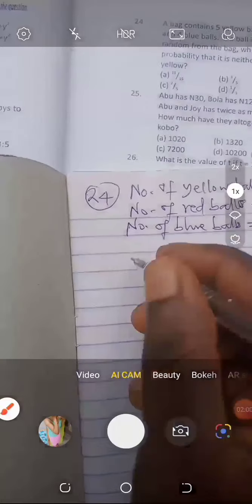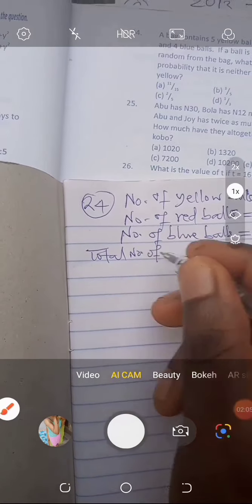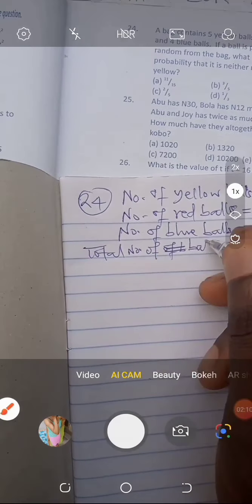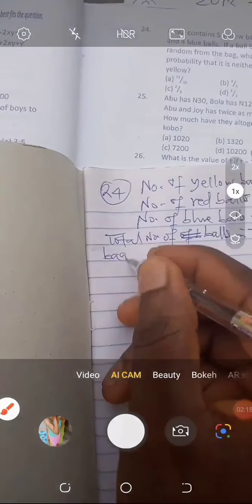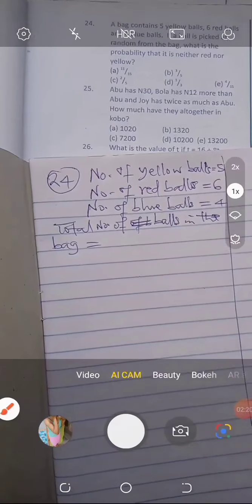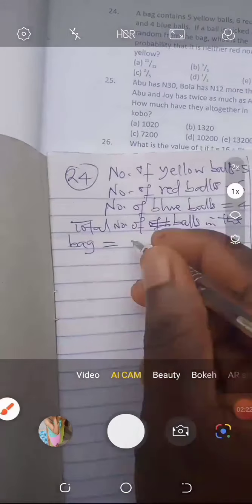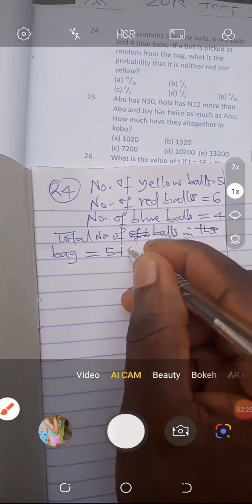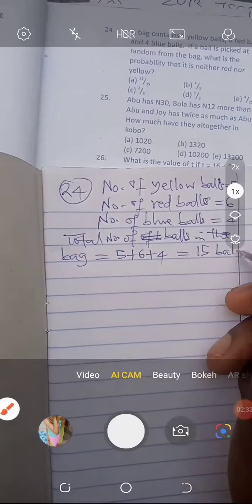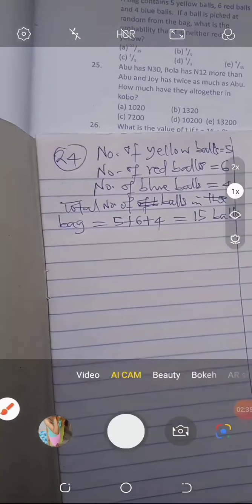So we can find out the total number of balls in the bag. That would just be a summation of all the balls, the yellow balls, the red balls, and the blue balls. That would be 5 for the yellow, plus 6 for the red, plus 4 for the blue. If you add that, we find out that we have 15 balls. So the total number of balls in the bag is 15.